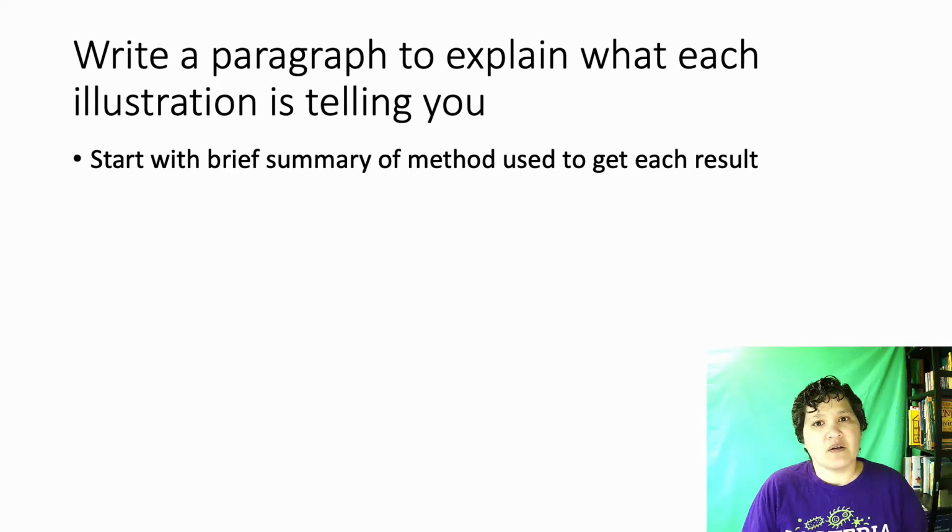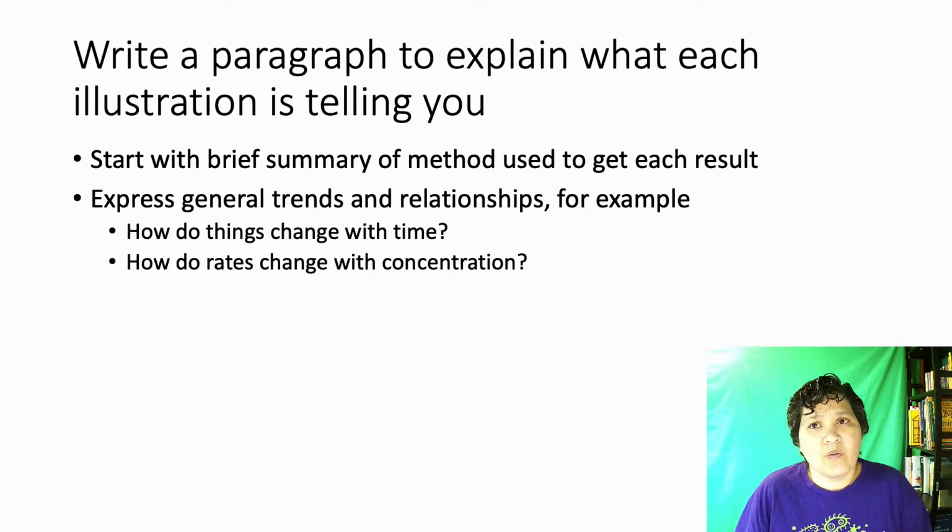When I say brief, I mean a sentence, right? You're not going to write it all out in gory detail the way that you did in the method section. That's what the method section is for. This is just a reminder. Hey, you remember how we used that colorimetric method to determine silicate concentrations? Well, here are the results that we got from that. Once you've explained how you got the results, then you're going to talk about what those results mean.